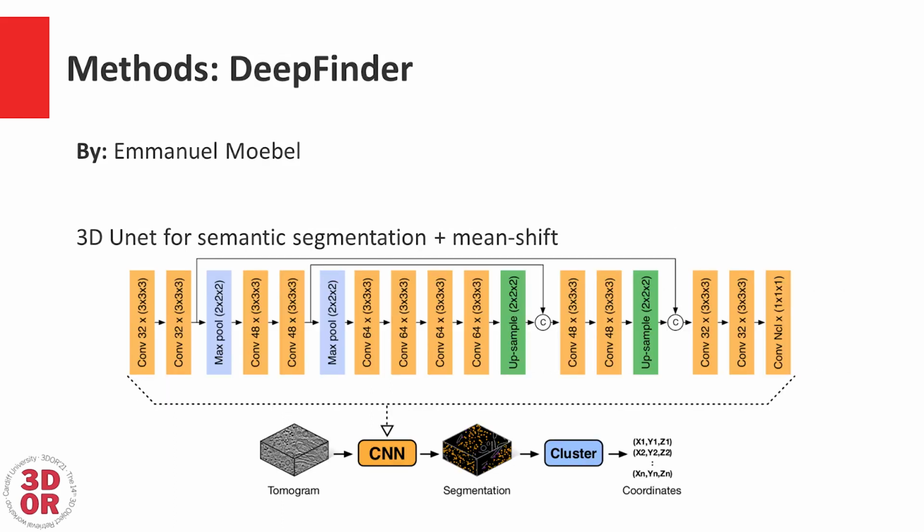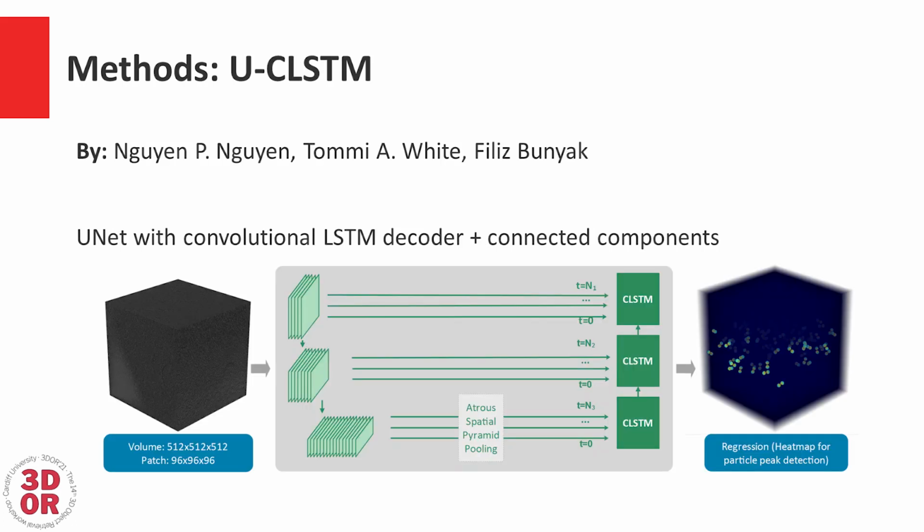Next method is DeepFinder from India, Britain. It is based on UNet semantic segmentation and mean shift algorithm to cluster the segmented voxels into actual separate particles. It is quite efficient, and the authors really consider adoption of this method by cryo-ET researchers. There is a GUI tool that helps create 3D voxel level annotations, and it has been validated on experimental data in the paper.